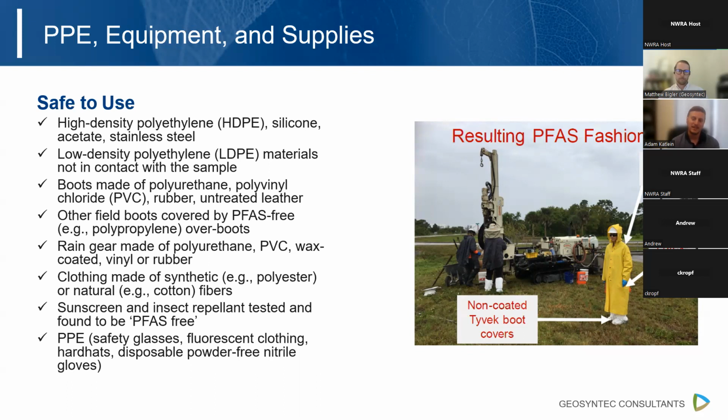Again, there is rain gear out there that will have PVC or vinyl or rubber that can be used. And there is specific sunscreen that has been tested, as well as insect repellent that is PFAS free and can be used out there. And then normal PPE such as safety glasses, disposable nitrile gloves, and hard hats are all fine. The only thing to note with the fluorescent clothing is for the high visibility vests. You have to be careful with some of the reflective tape on those, which can contain PFAS. So I know for our field sampling events, at least, we just do the cotton shirts that are yellow or orange for what we use in that regard. So next slide.